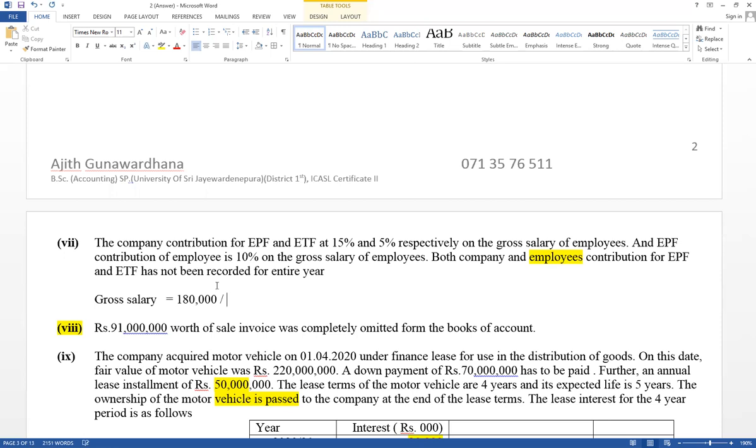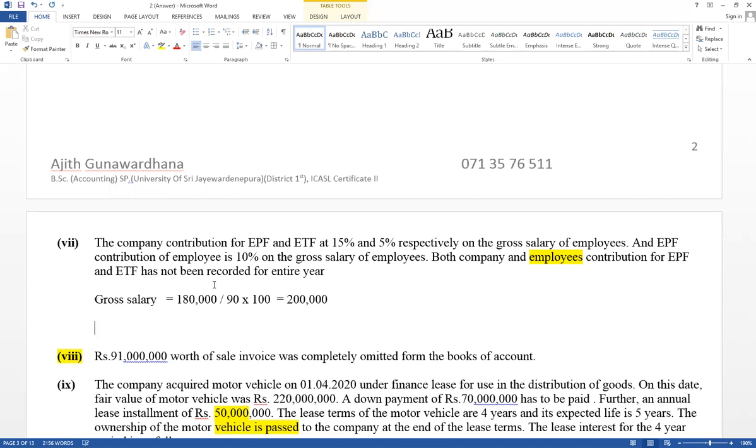Net salary, that value divided by 90 into 100. This is the way you have to calculate gross salary. Therefore, gross salary equal to 200,000. Based on this value, you have to calculate EPF and ETF. EPF contribution of employer.